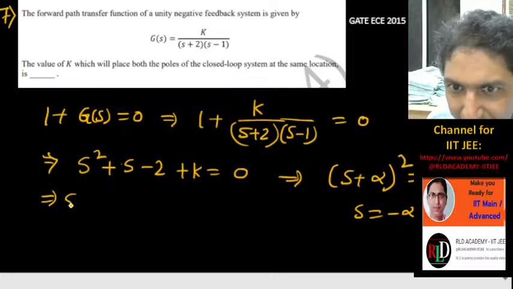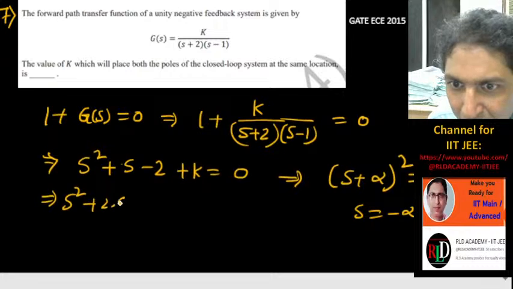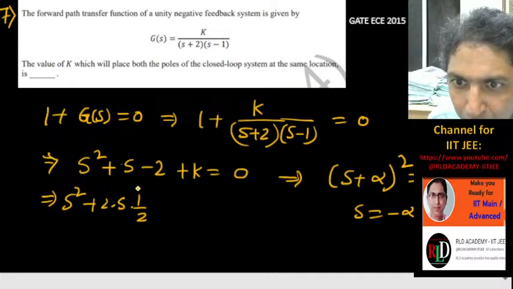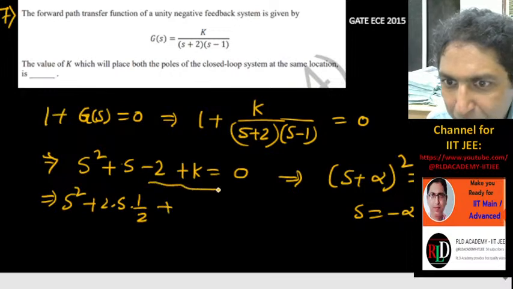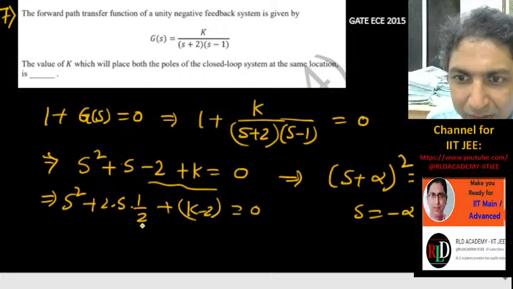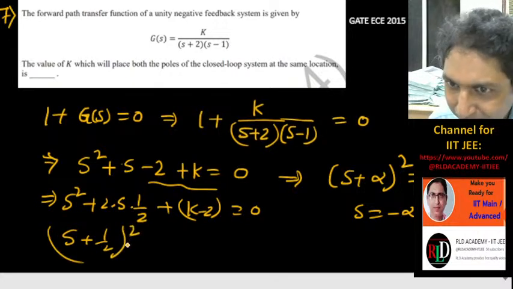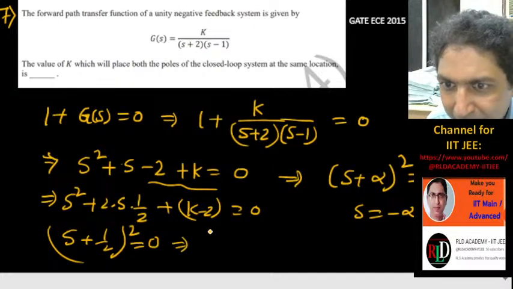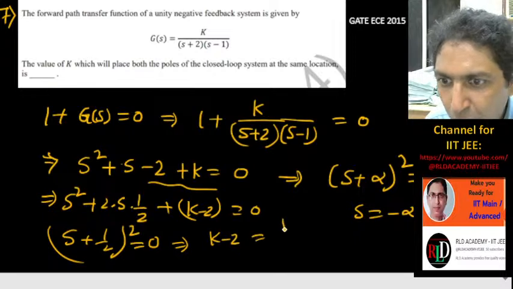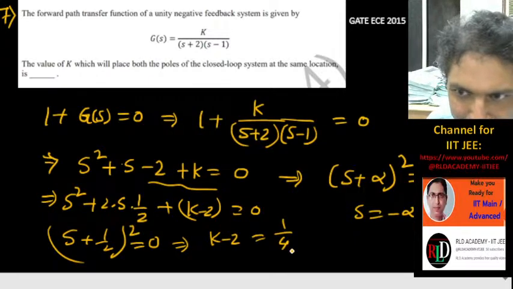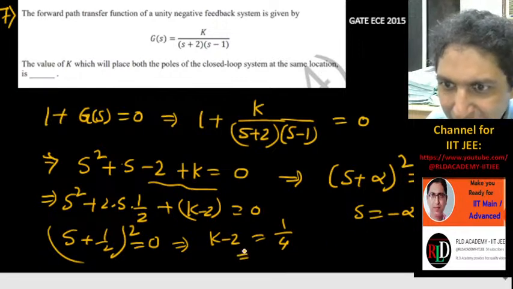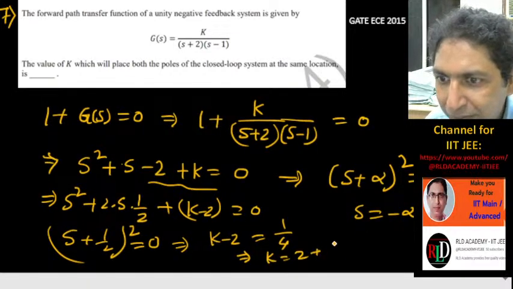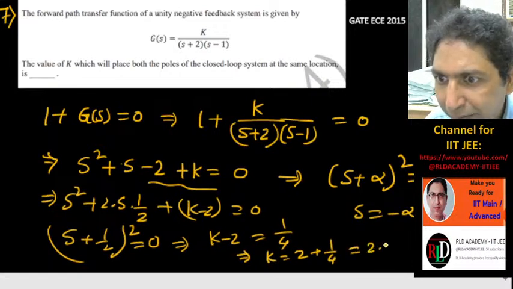You can see here it's a square, 2 into s, so it should be equal to half to make it 1. This part is K minus 2. So it will be (s plus half) whole square equals 0. If K minus 2 equals (1 by 2) square, then K minus 2 should be equal to 1/4. In other words, K equals 2 plus 1 by 4, which means 2.25.